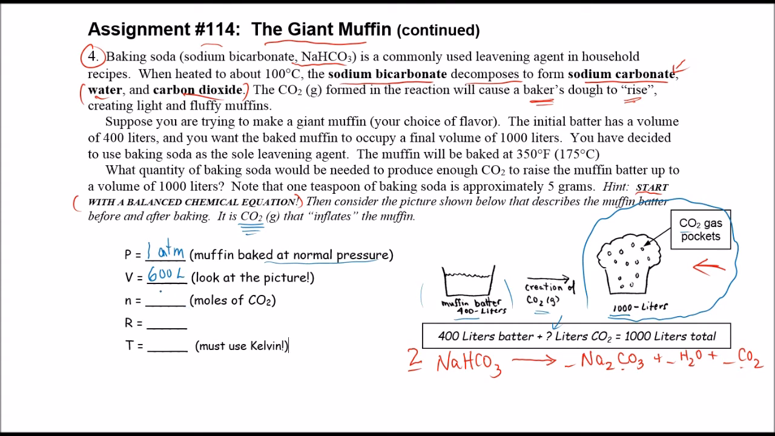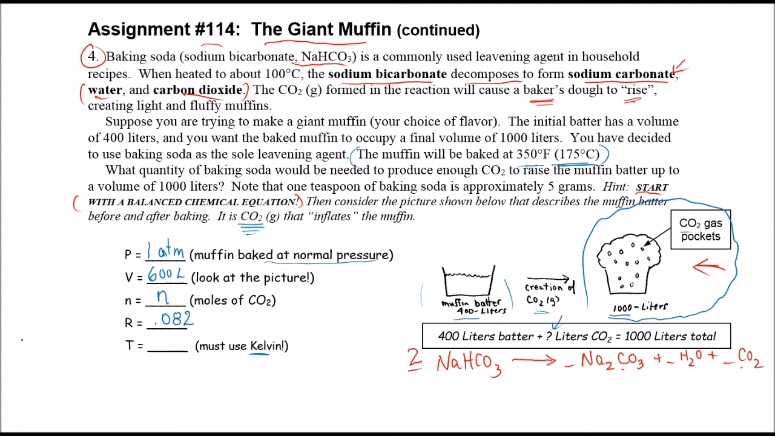Moles of CO2 is what we'll be calculating here. So I'll just leave that as N. Don't know that, but the ideal gas law will help us calculate it. R, always know R, it's a constant from the periodic table. T, must use Kelvin. Okay, so what do we know here? Let's read again. Make a giant muffin. Muffin will be baked at a temperature of 175 degrees Celsius. That's a typical oven temperature if you've ever done baking.